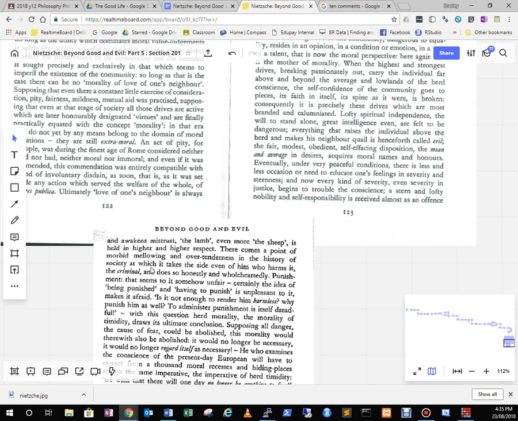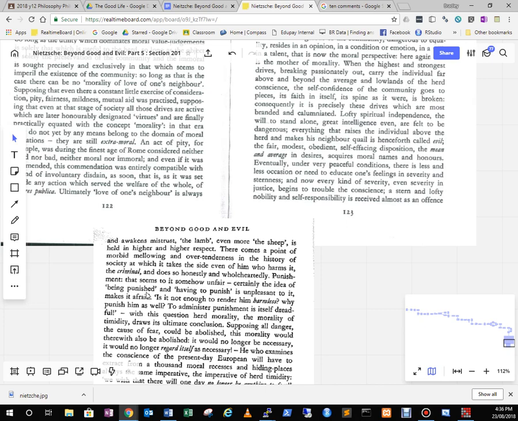In the history of society at which it takes the side of even him who harms it, the criminal. So we're saying we're being even too nice to the criminal, and who does so honestly and wholeheartedly. So we let people who harm us get away with it because we still have to be meek and passive. Punishment, that seems to it somehow unfair.